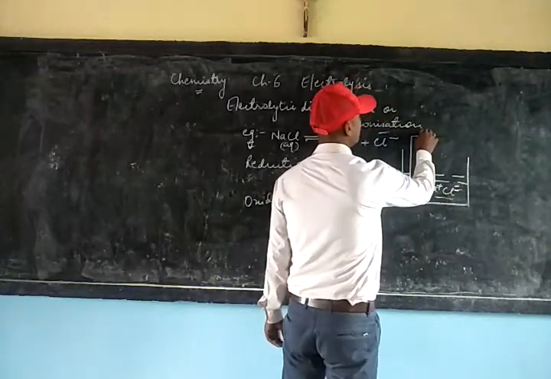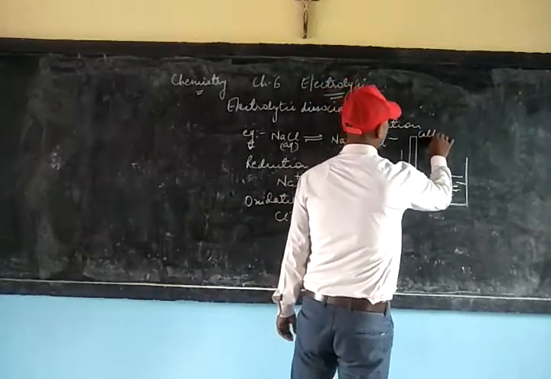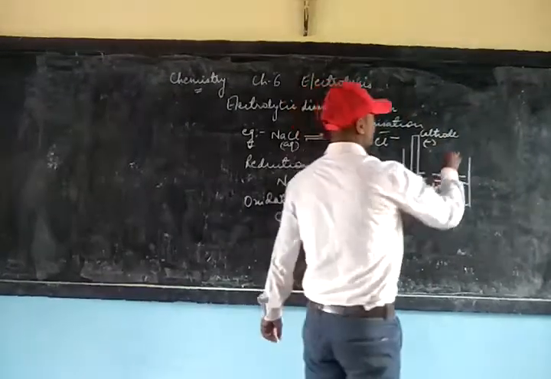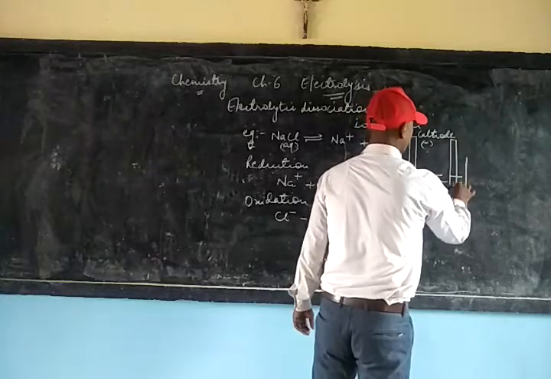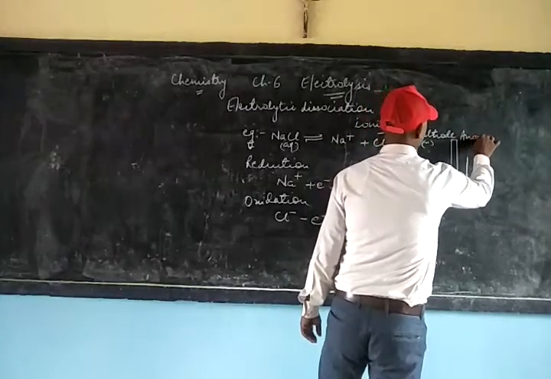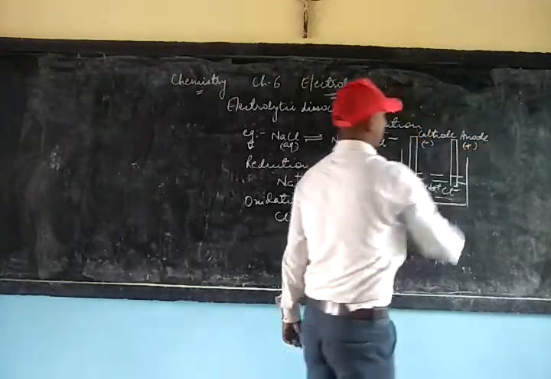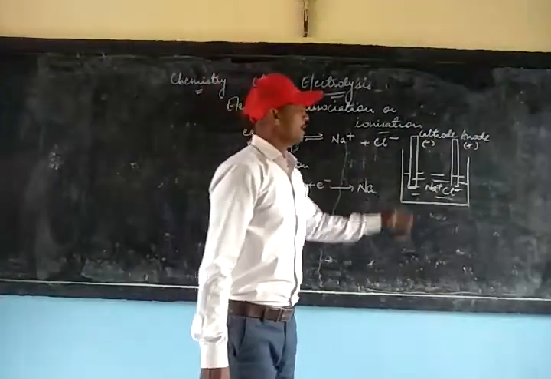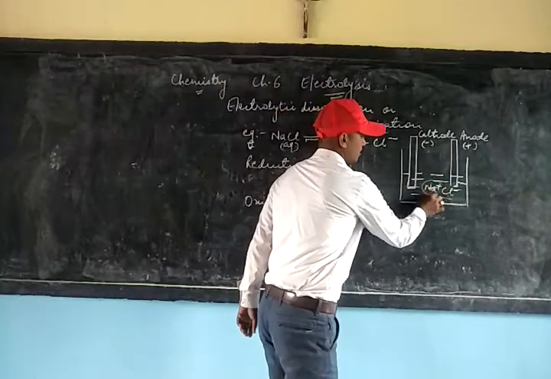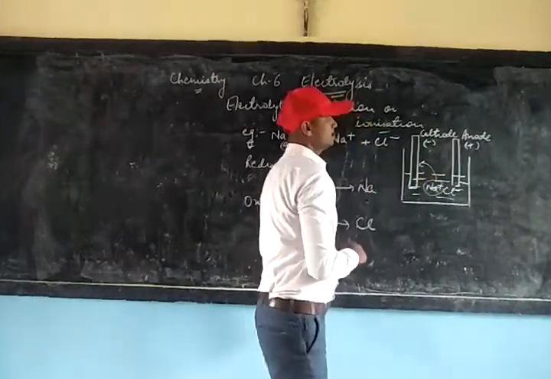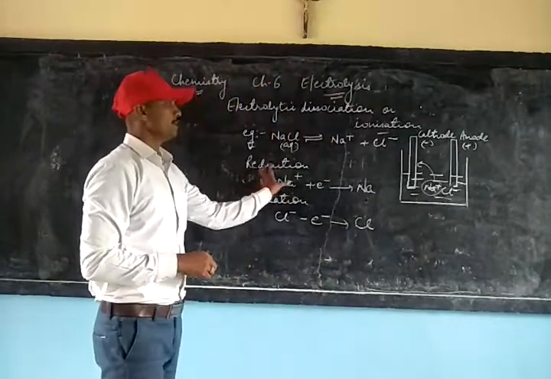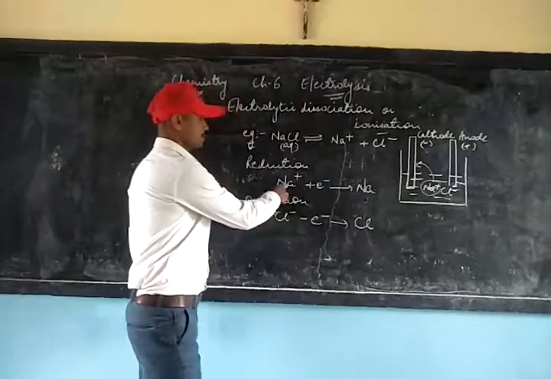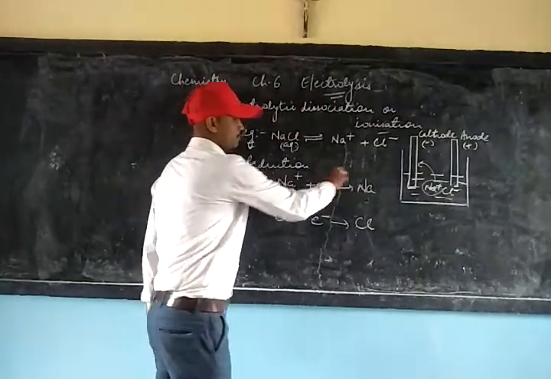One will be the cathode, which has a minus sign, and the other is the anode, plus sign. Now if you see carefully, the plus charge will go towards the cathode. So this process of reduction will take place at the cathode, where Na plus will gain one electron and will be changed into a sodium atom.